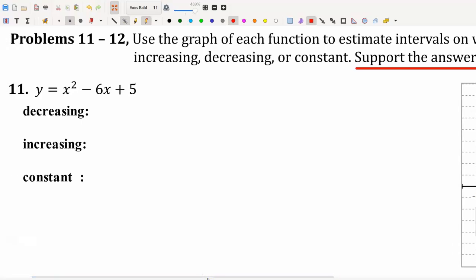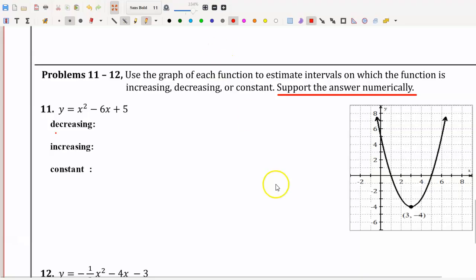All right, so decreasing. I'm going to zoom out so you can see it. So decreasing, you can see on the graph, it decreases from here to here. So we can write the interval negative infinity to 3. And this is increasing from 3 all the way to positive infinity.